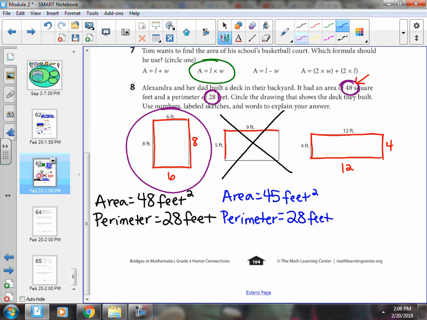And the last one, the area was correct, 48 square feet. And the perimeter, 12 plus 4 was 16, plus another 16 is 32 feet. So the only one that matched both the 48 and the 28 was this first one here. The middle one, the area was wrong and the perimeter was correct. And the last one, the area was correct and the perimeter was wrong. So the only one that matched everything from the problem is that first picture.